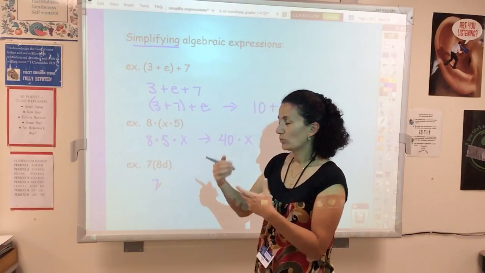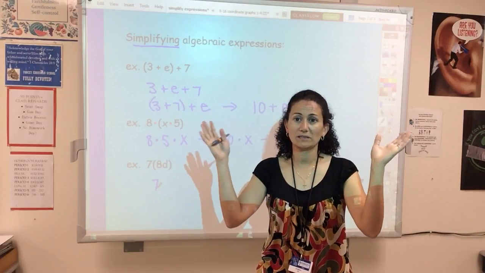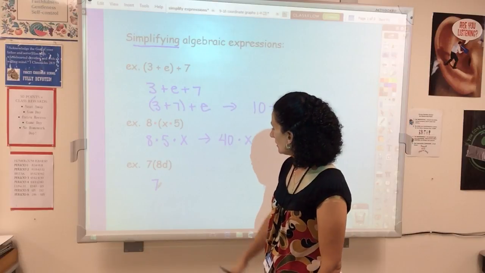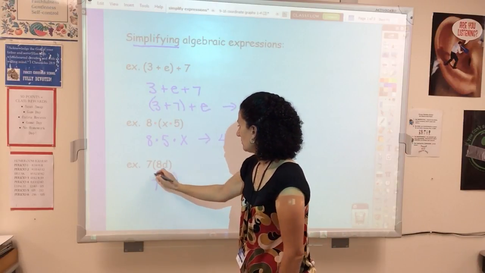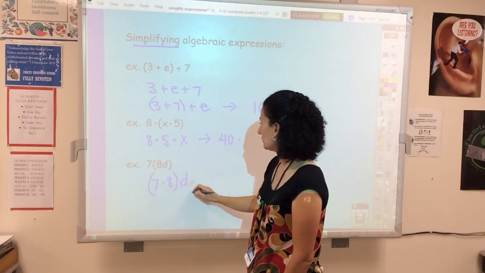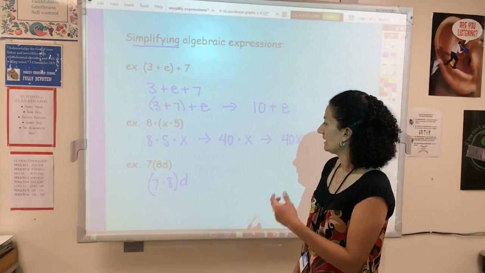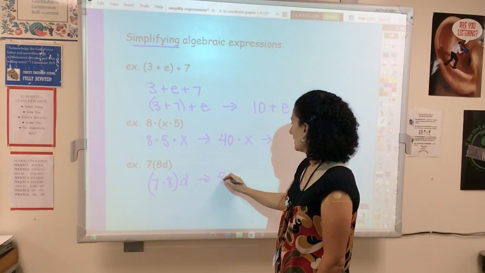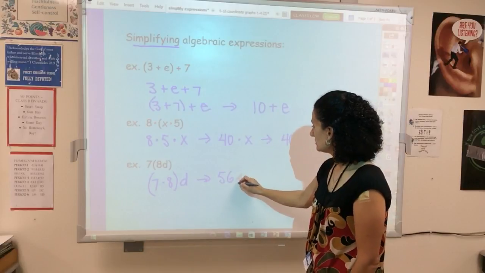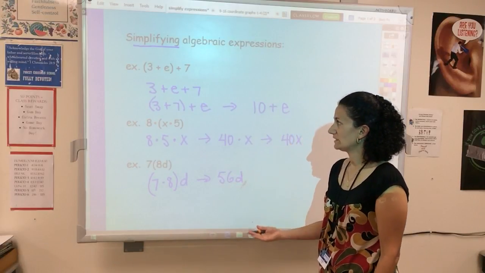But I know that whether I multiply 7 times 8 times d or d times 8 times 7, I'm going to get the same answer. So I'm going to go ahead and put the 7 and the 8 next to each other and maybe parentheses around that and put the d over here. So I'm using the associative property. I can now do 7 times 8 to get 56. I still don't know what d is, so I'm just going to leave that there. 56d. I simplified the expression.